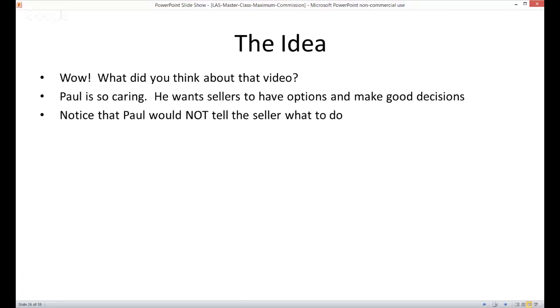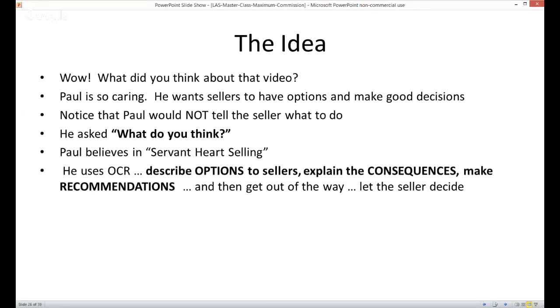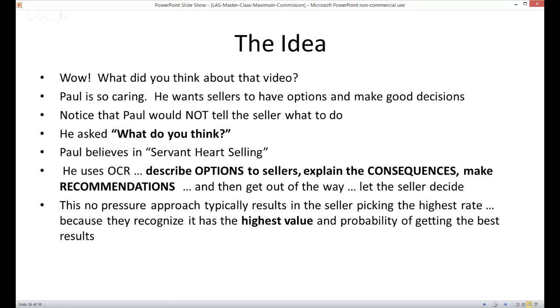Notice that Paul would not tell the seller what to do. He asked, what do you think? He wants the seller to make that decision and make that choice. Paul believes in servant heart selling. He uses OCR. He describes options to the sellers, explains the consequences, makes recommendations, and then gets out of the way and lets the seller decide. There's no pressure. It's a no pressure approach.